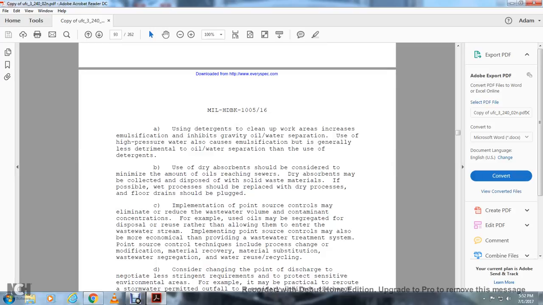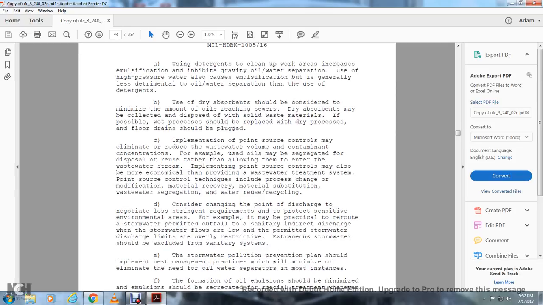Alright, using detergent to clean up the work area increases emulsification and inhibits gravity oil water separation. Even high pressure water will cause emulsification, though generally with less detrimental effect on oil water separation than detergents. Use of dry absorbents should be considerably minimized. The amount of oil reaching the sewer can be reduced with dry absorbents, which may be collectively disposed of as solid waste materials. If possible, wet processes should be replaced, but dry process floor drains should be plugged.